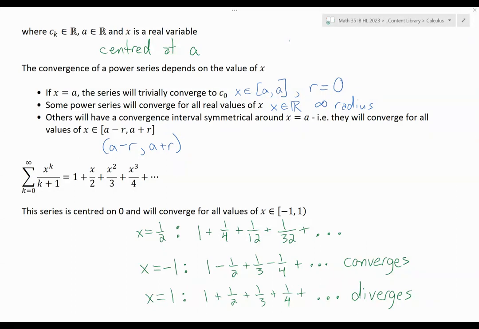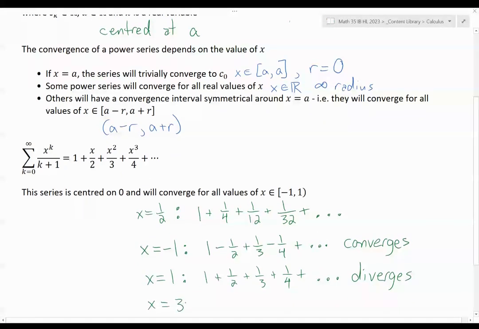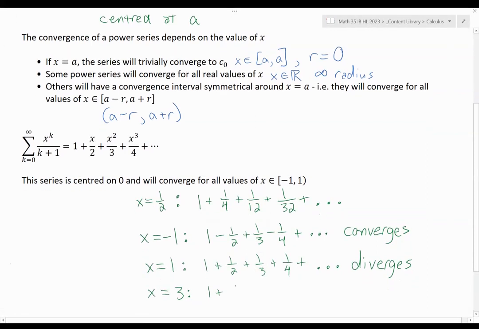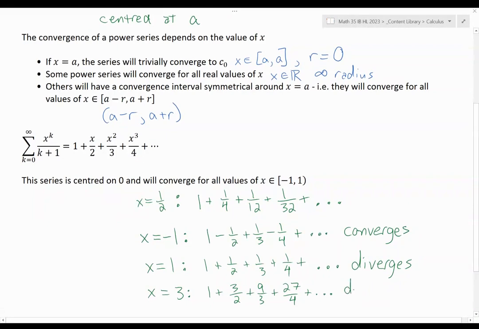Any x values beyond that are somewhat trivially going to be non-convergent. So let's say I said x equaled 3. If x equals 3, then I have a numerator that is bigger than the denominator as my terms go on. So I have 1 plus 3 halves plus 9 thirds plus 27 quarters and so on. Obviously, the thing that I'm adding each time gets larger. So this will have to diverge.